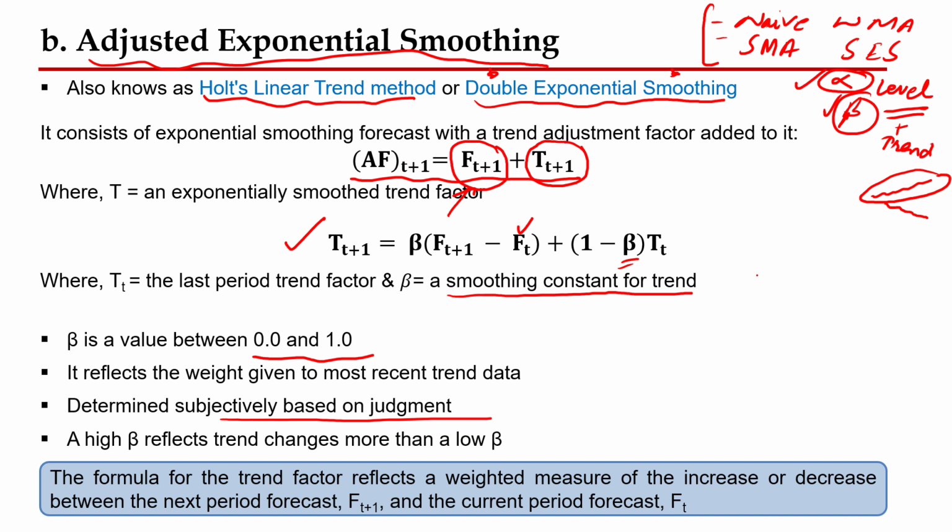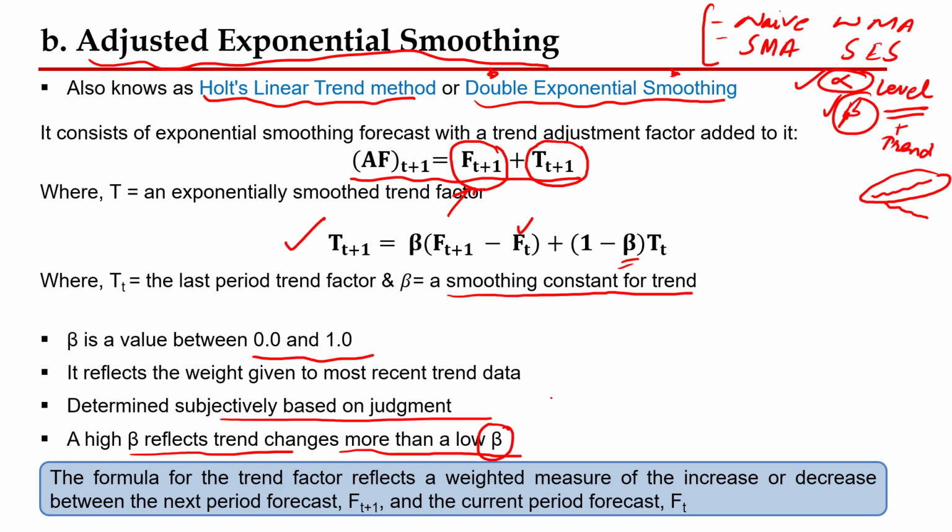The same is the case with beta; we can also choose the value subjectively. A high beta reflects trend changes more than a low beta. That means if we have a higher beta, the trend changes more compared to when we use low beta values.